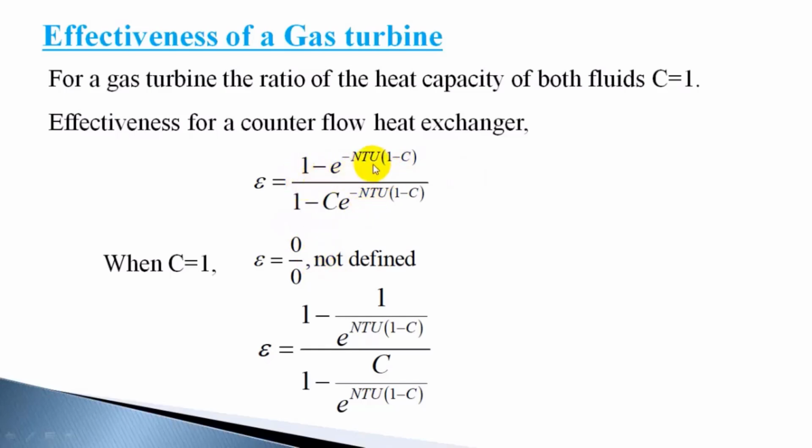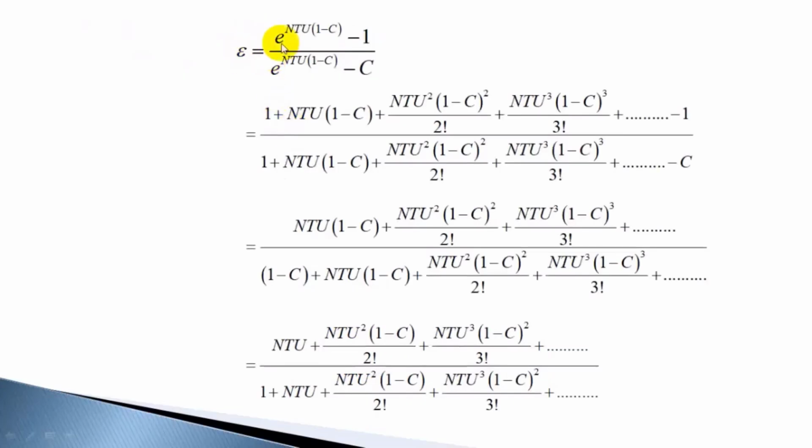We can write it as 1 minus 1 by e raised to NTU into 1 minus c. And here again 1 minus c into 1 by e raised to NTU into 1 minus c. Now you can cross multiply: e raised to NTU into 1 minus c minus 1, divided by e raised to NTU into 1 minus c. Here again e raised to NTU into 1 minus c minus c, divided by the same thing. So this will cancel out in the numerator and denominator. So you get effectiveness as e raised to NTU into 1 minus c minus 1, divided by e raised to NTU into 1 minus c minus c.